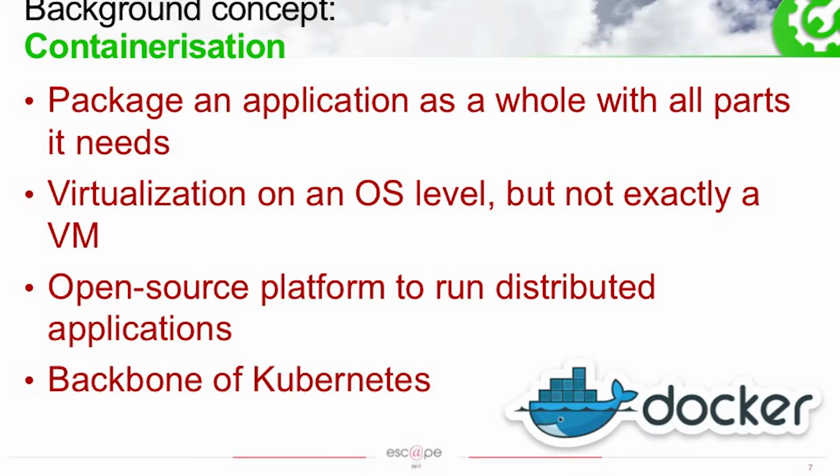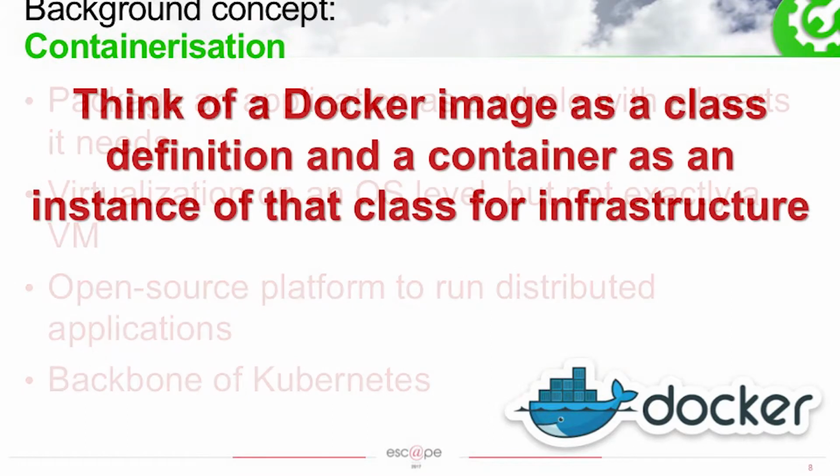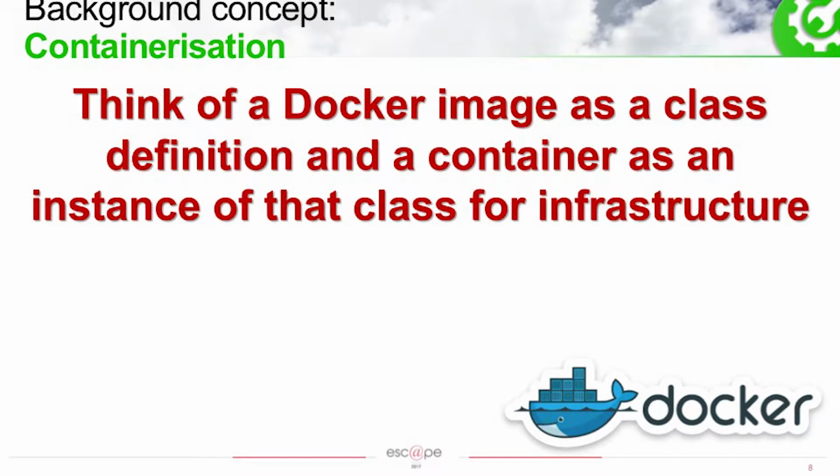So you can think of a Docker container as virtualization on an operating system level, but it's not exactly a virtual machine. It actually uses the host resources directly. It's an open source platform to run distributed applications, and this forms the very backbone of Kubernetes. You can think of a Docker image as a class definition and a container as an instance of that class in the OO paradigm, but essentially this is now just for infrastructure.